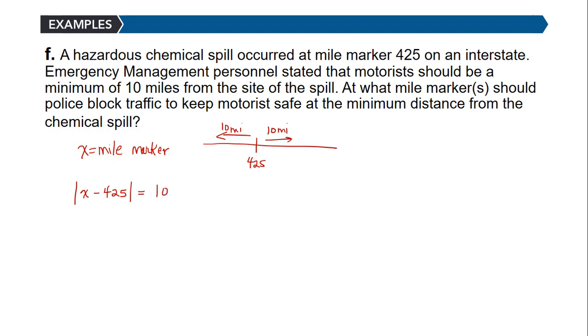So this means that x minus 425 has to be either 10 or x minus 425 has to be negative 10. I can add 425 to each side to get x is equal to 435, or if I add 425 to negative 10, I get 415. So the mile markers should be 415 and 435 is where we have to block traffic.